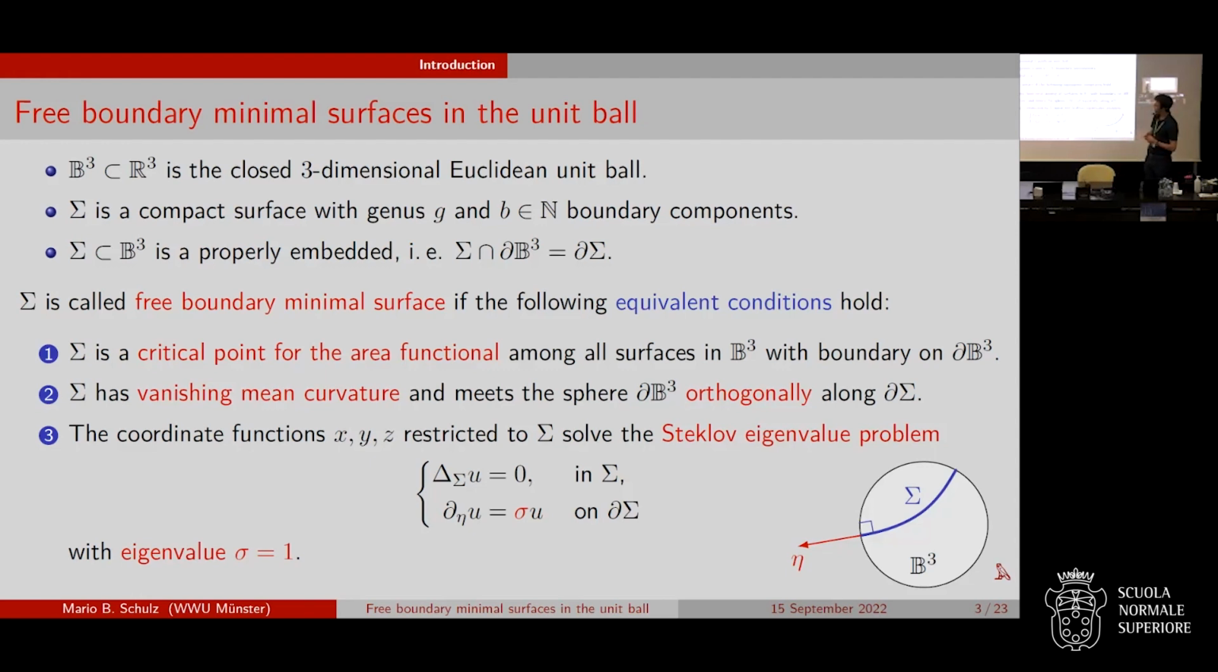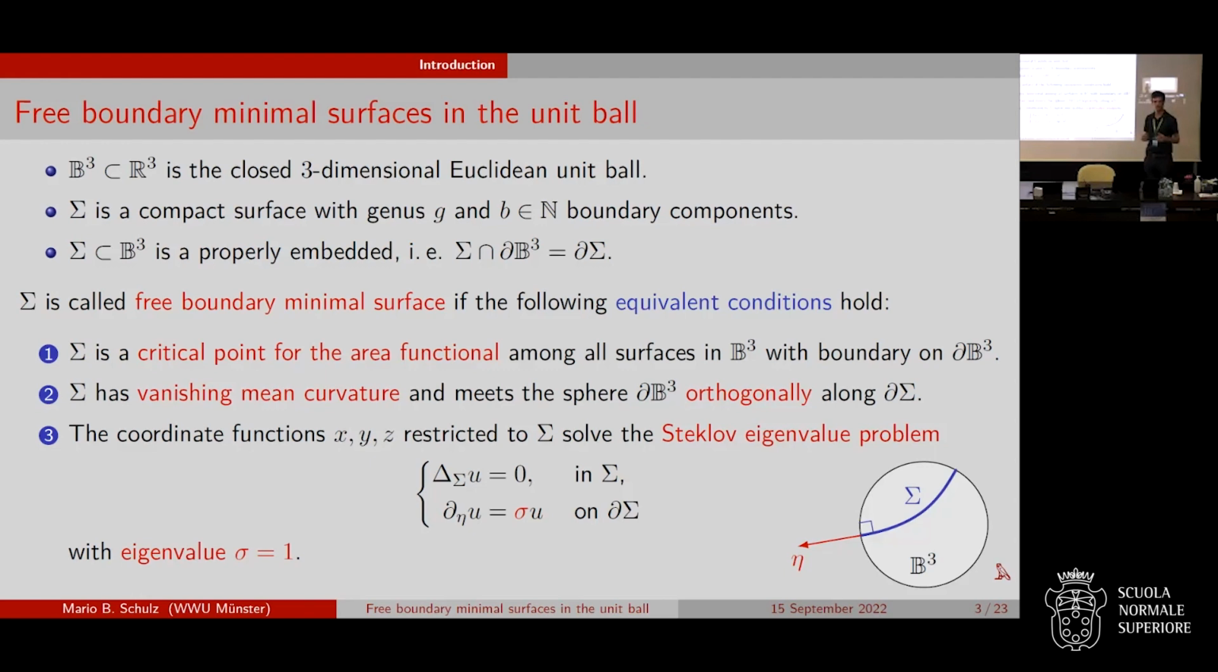Okay. And such a surface is called free boundary minimal surface if the following equivalent conditions hold. First one being that sigma is a critical point for the area functional among all such surfaces in the unit ball, right? Among all surfaces with boundary constraint to the sphere, we look for critical points of the area functional, and such critical points will be called free boundary minimal surfaces, right?